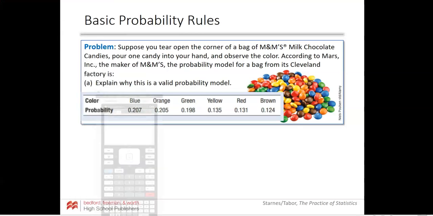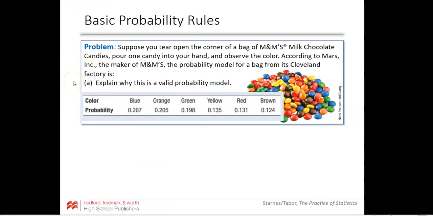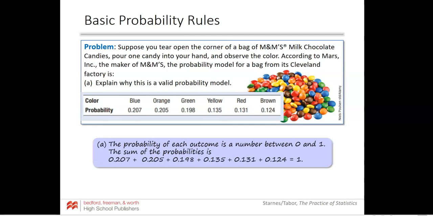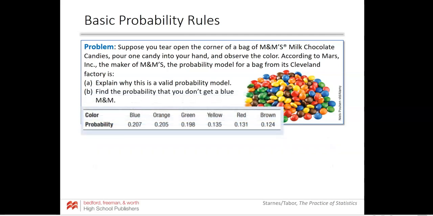That's a good sign that this is a valid probability model because we added up all the outcomes and they added up to exactly 100%, right? 19.8% plus 13.5%, etc. adds up to 100%. Because they add up to 1, that is a valid probability model.